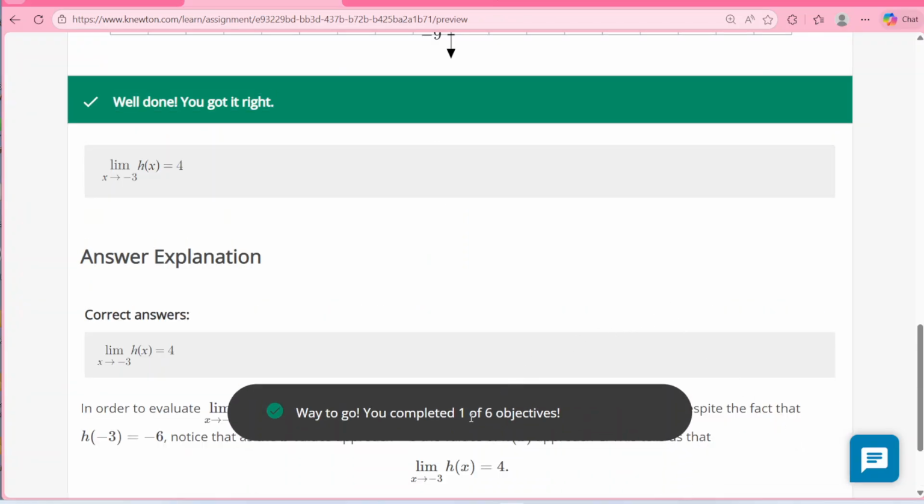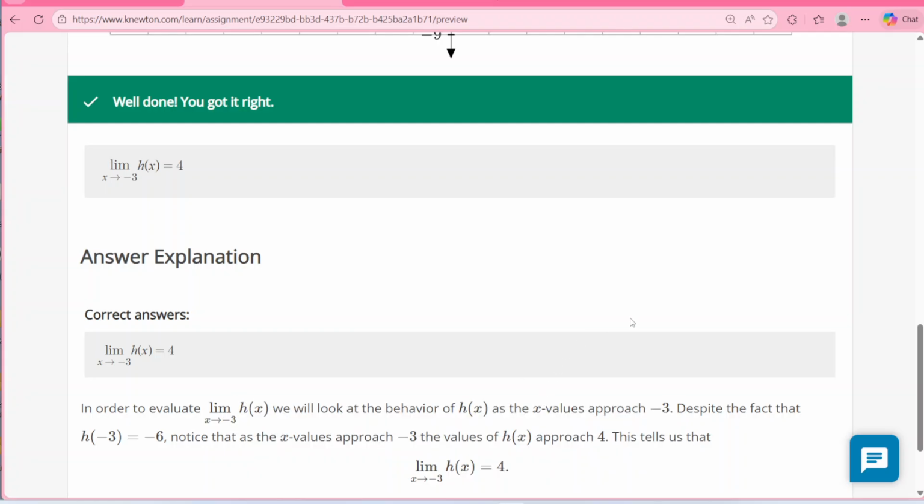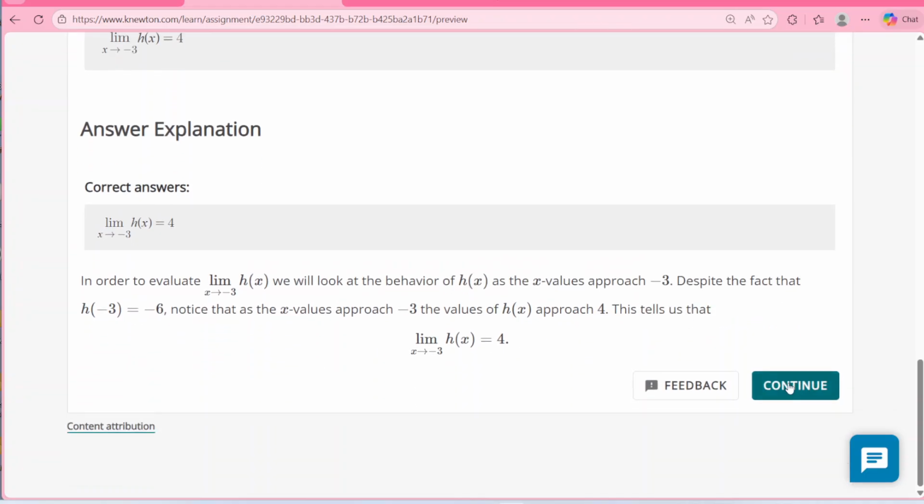All right, once you've completed an objective, you should get a notice about it, telling you how many more you have to go. At 1 of 6.